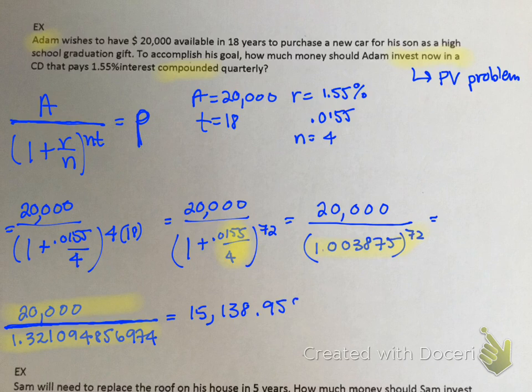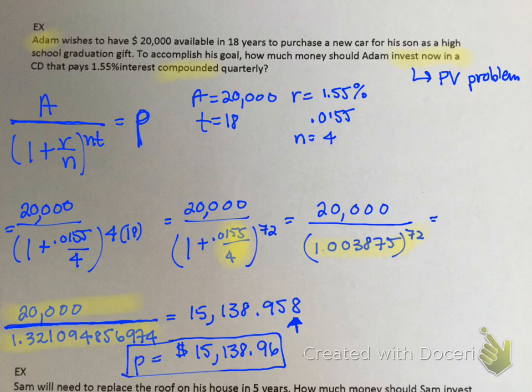and 958. Remember, I take it 3 decimal places out because we're dealing with money. So I want to see the third decimal place so I know if I have to round or not. In this case, I have to round. So $15,138.96. So what does this mean? That means that this is the amount of money that Adam needs to place in his account right now, so that way he has $20,000 in 18 years at those given rates and how it's compounded.